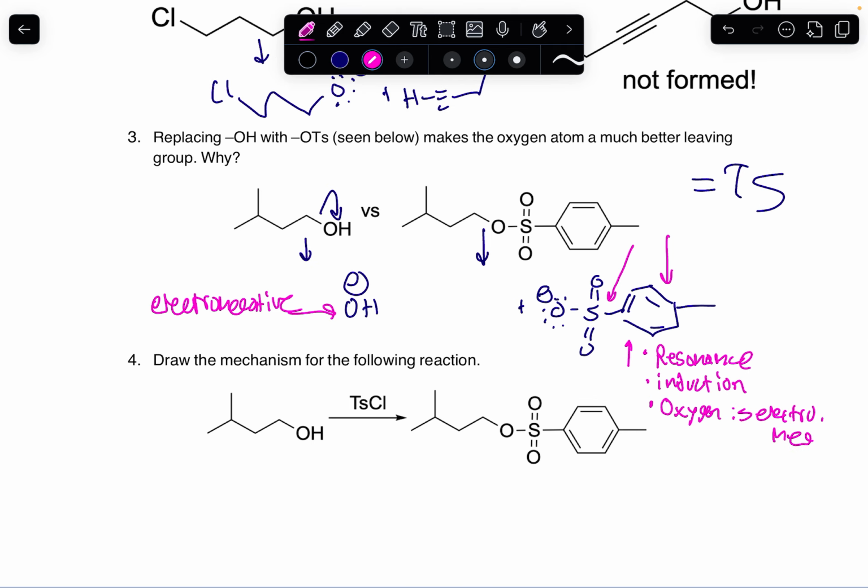So all of these mean tosylate is a better leaving group. So it's just more stable. The main thing here is going to be resonance. There are so many resonance structures that can be done there with the S to O double bonds.